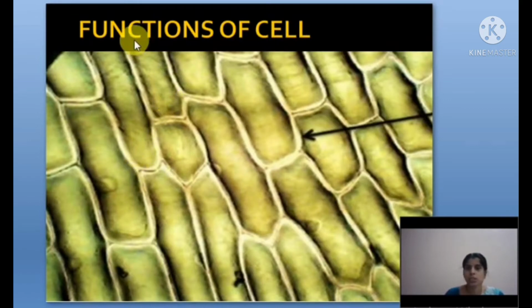And the next is functions of the cell wall. What are the functions of this cell wall? Do you know the functions? Yes, just recall that. It gives the rigidity of the plant and mechanical support, and it gives the shape. So see, the first function of the cell wall is that it provides the shape of the plant cell.